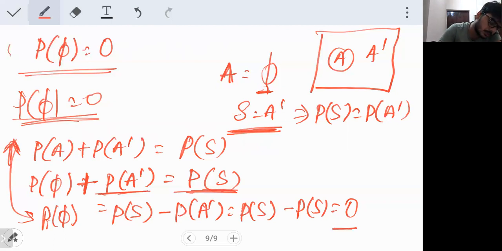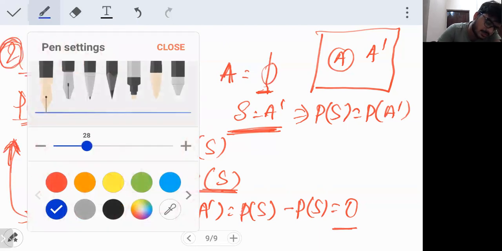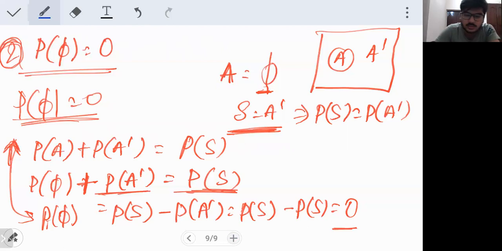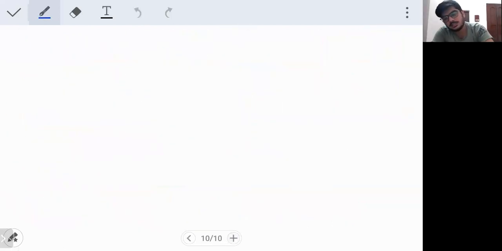So this is what we had to prove. This is theorem number 2. You can see how easy the theorems are. In the probability section, we have some easy theorems, right? So let's see the third theorem. The third theorem is also very simple to explain. It's just that we need some of the tools that we used in set theory.